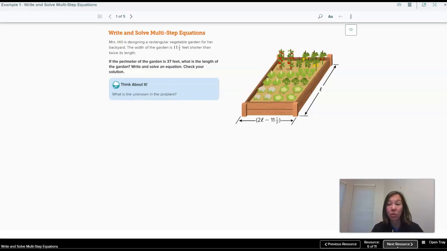Or if you don't have your workbook, write this problem down on a separate sheet of paper. Not this, but like the work that we do, so that you can copy it into your workbook, or so that I can see the notes. So no excuses, no notes, no credit. So I'll let you read this for a second.